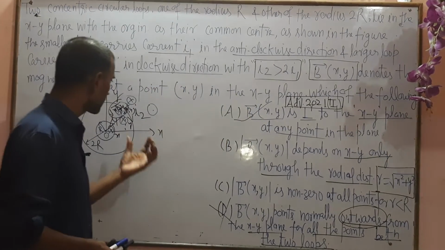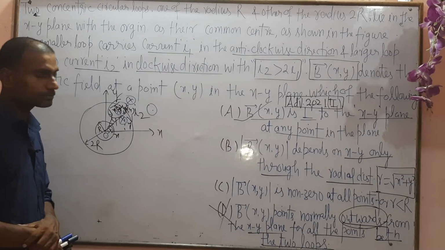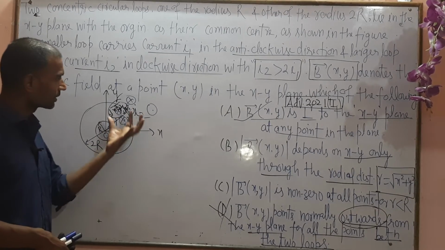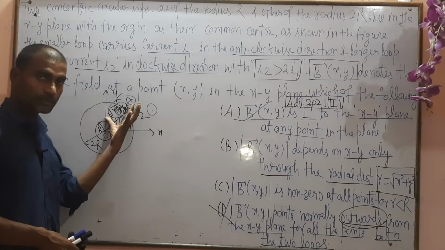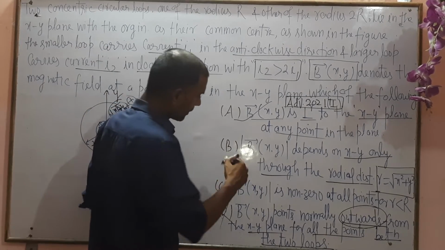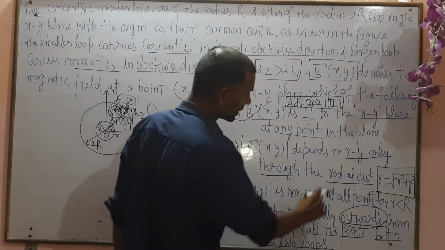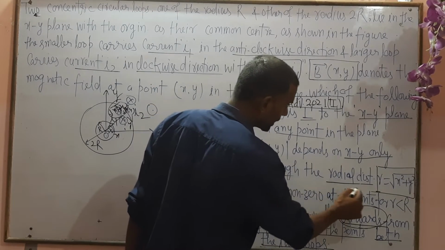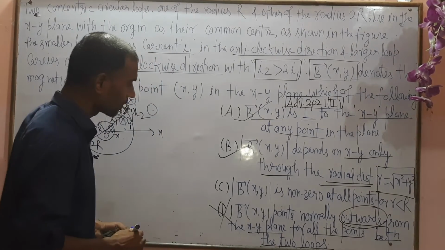At any point on the xy plane, r equals root of x square plus y square. According to xy, the r vector r equals root of x square plus y square. This is the radial point. So we can say B is the correct option, because the magnitude of the magnetic field depends on the xy through the radial distance, which equals root of x square plus y square.